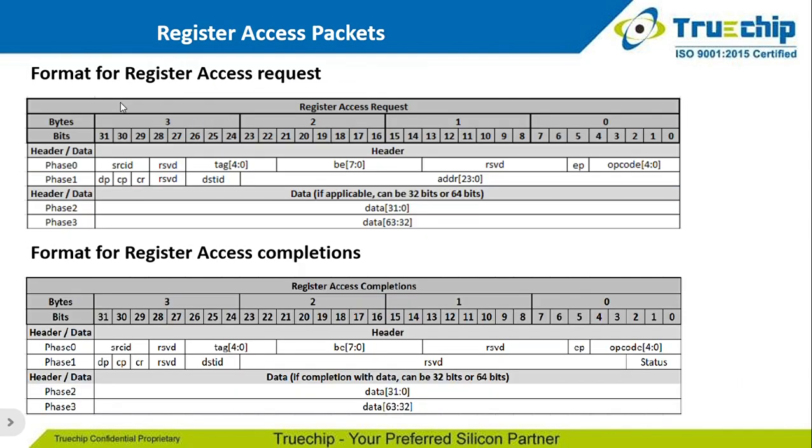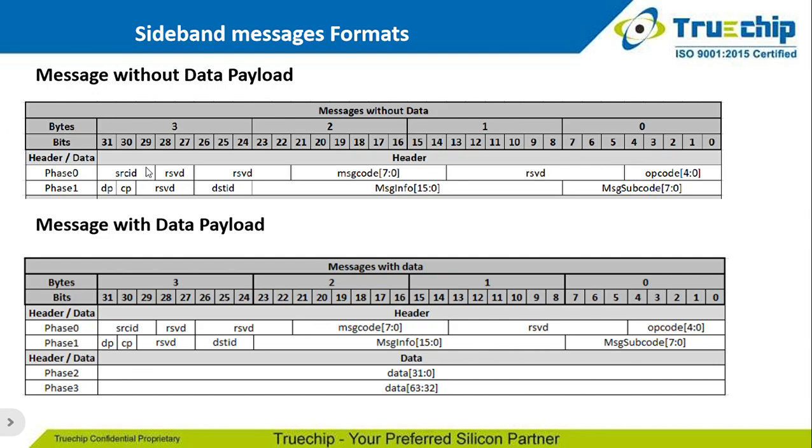So here's the FLIT format for a register access request, in which source ID, tag, BE, EP, opcode, DP, CP, CR, destination ID, and address are all present, and it also has the data, which can be 32 bits or 64 bits. Similarly, this is the FLIT format for register access completions. And this is the format for a message without data payload. So we can see here the data is not present in this FLIT format, and for the message with data payload, in this format the data is also present, of 64 bits.